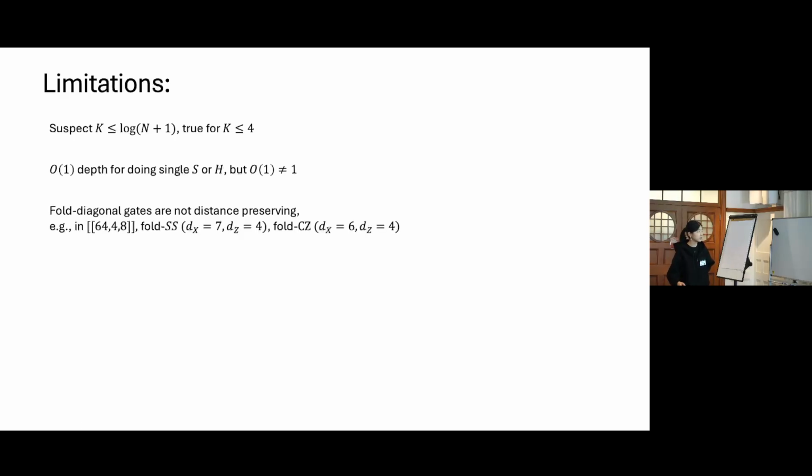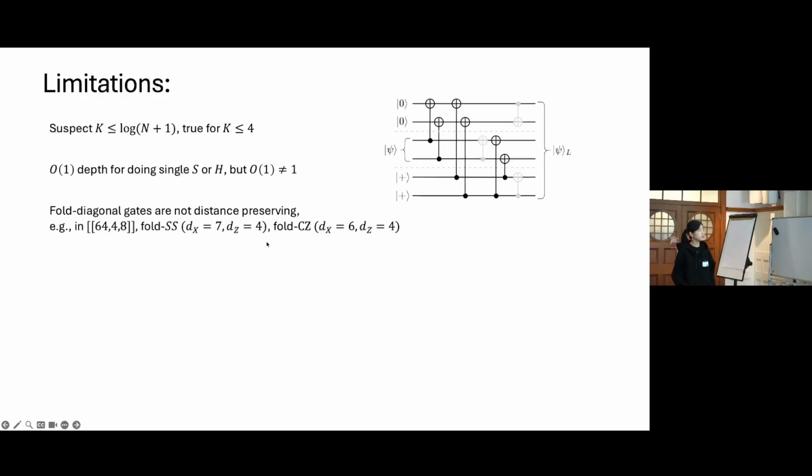And also, I would say the biggest obstruction for us, the headache for us, is that the fold diagonal gates are not distance preserving. You can see that it drops the X and Z distance differently, and also differently for different fold gates. So a way to maybe overcome this by paying more overhead is to do a distillation circuit. So this is a 622 code, and it can do a transversal S gate. So you can encode into this code and then do fold S and then unencode and then do the distillation.